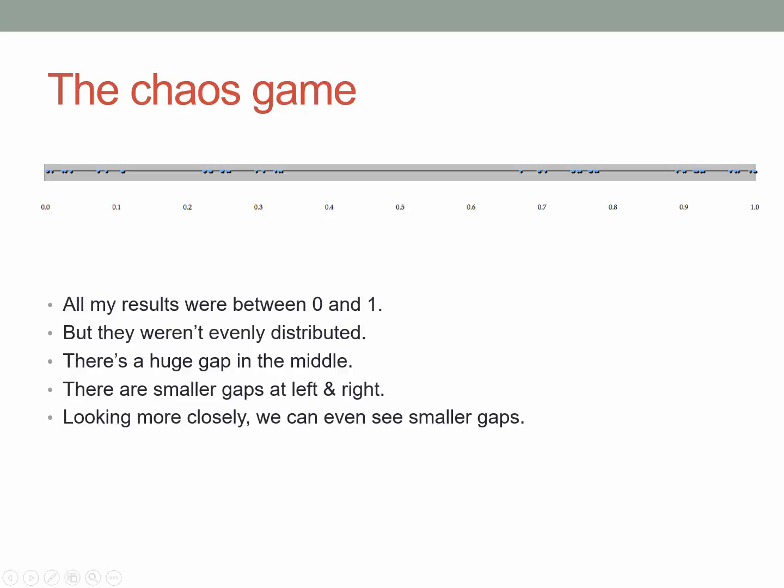And to repeat some of what I just said, all of my results were between 0 and 1, but they weren't evenly distributed. There's a huge gap in the middle, and then there are these smaller gaps at the left and at the right. If you look even more closely, you might say, I can see some other gaps too, right? Well, you're beginning to see what this is. You probably have already guessed that I'm going to say that we're describing the Cantor set.